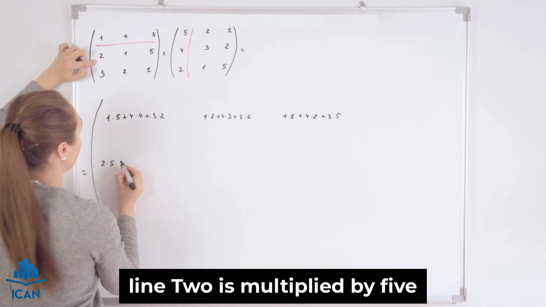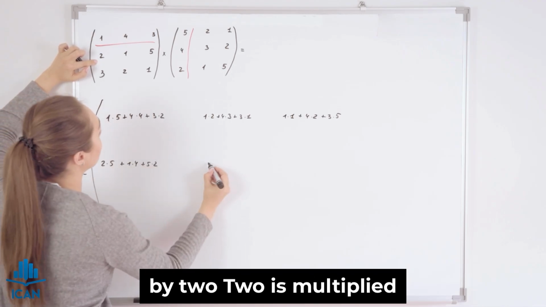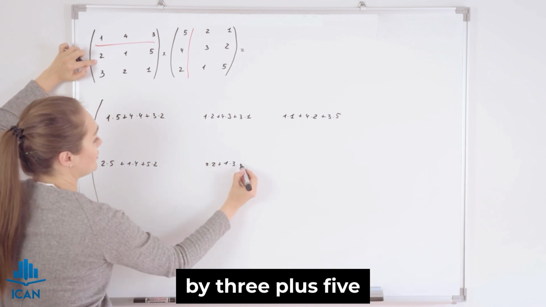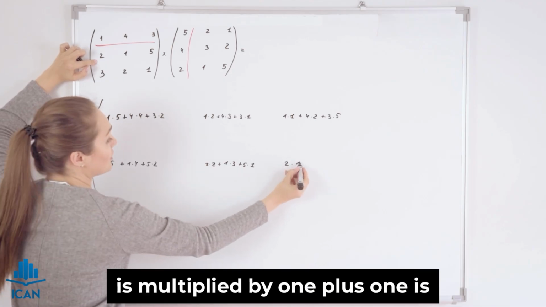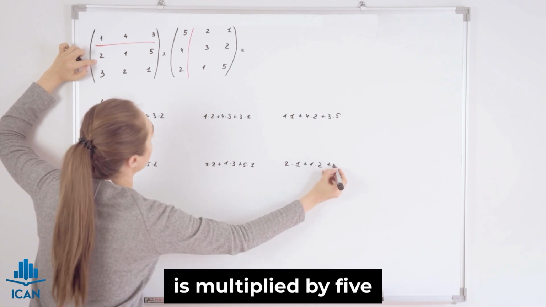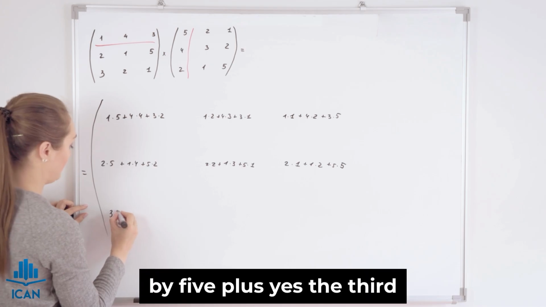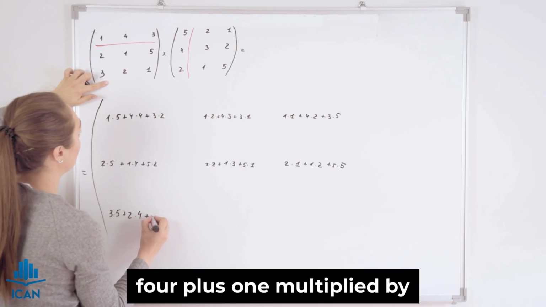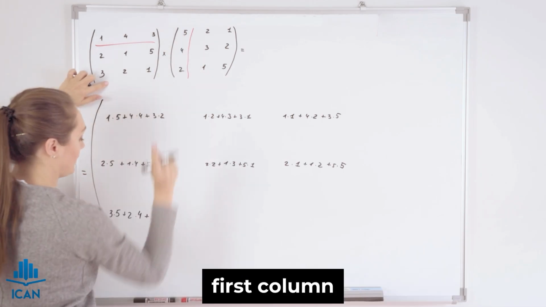Now the second line. 2 is multiplied by 5, plus 1 is multiplied by 4, plus 5 is multiplied by 2. 2 is multiplied by 2, plus 1 is multiplied by 3, plus 5 is multiplied by 1. 2 is multiplied by 1, plus 1 is multiplied by 2, plus 5 is multiplied by 5. Now the third line: 3 multiplied by 5, plus 2 multiplied by 4, plus 1 multiplied by 2. This is with the first column.